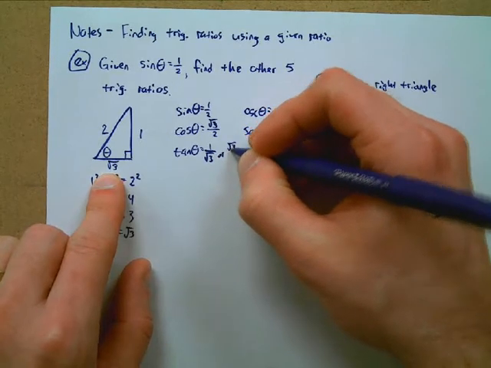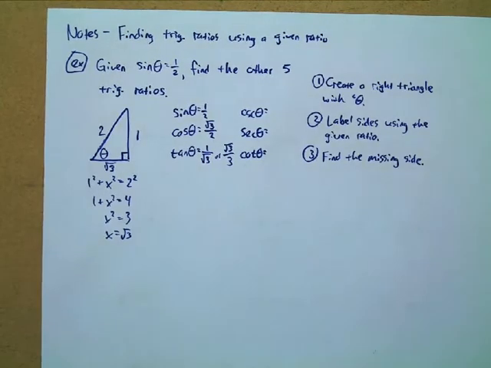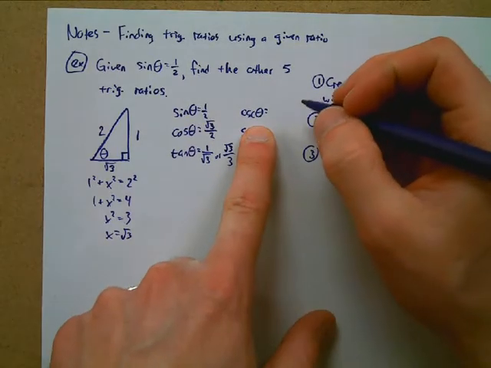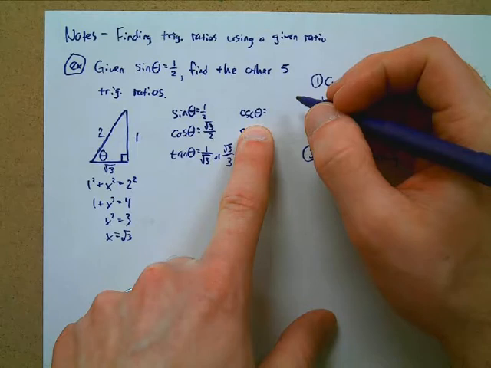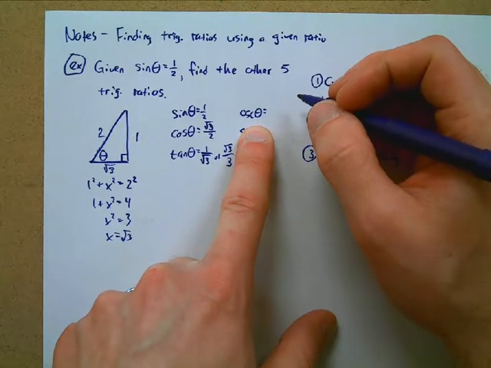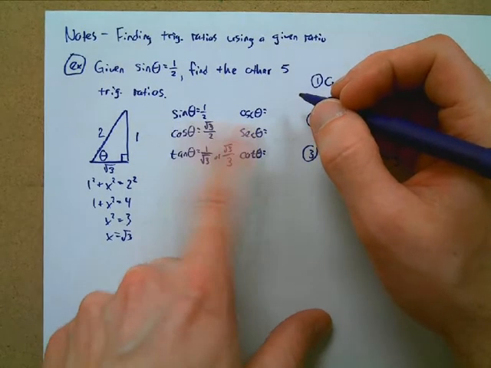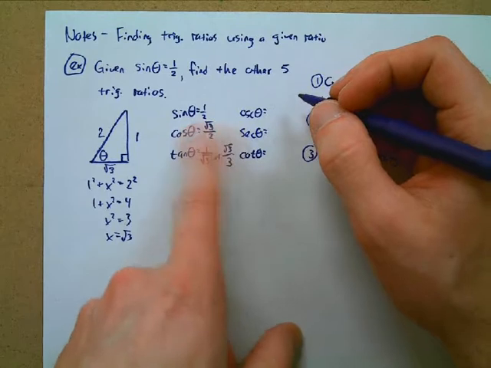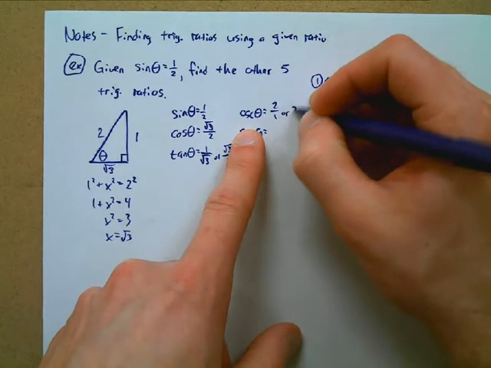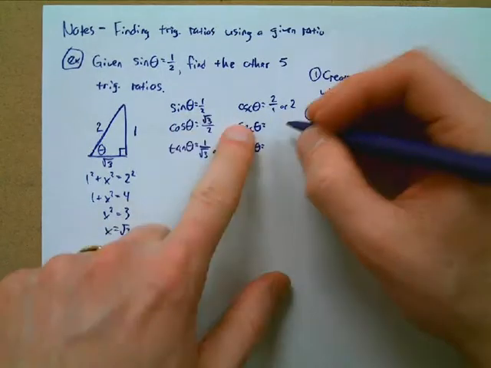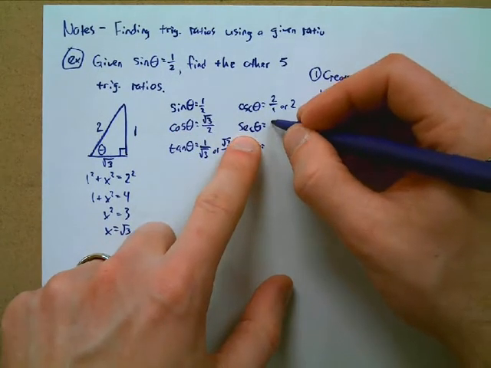Cosecant is the reciprocal of sine, right? I write it that way on purpose, so that it helps me remember which one's the reciprocal of which. So it's 2 over 1, or again, just 2 if you like. Secant of theta, then, the reciprocal of cosine. So 2 over the square root of 3. Or again, if you rationalize, 2 root 3 over 3. And then cotangent is just going to be root 3.